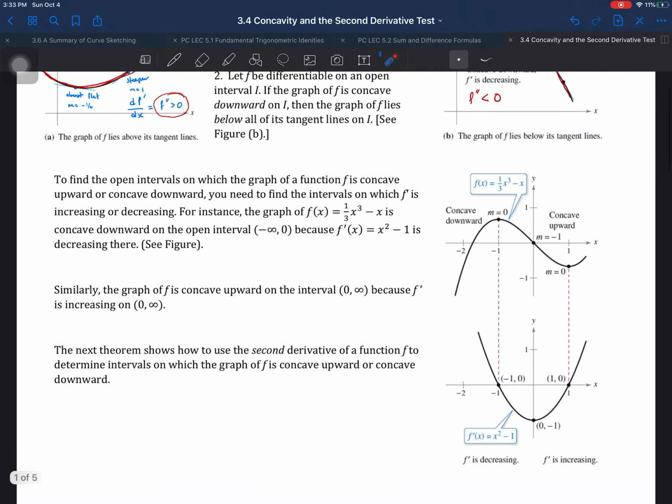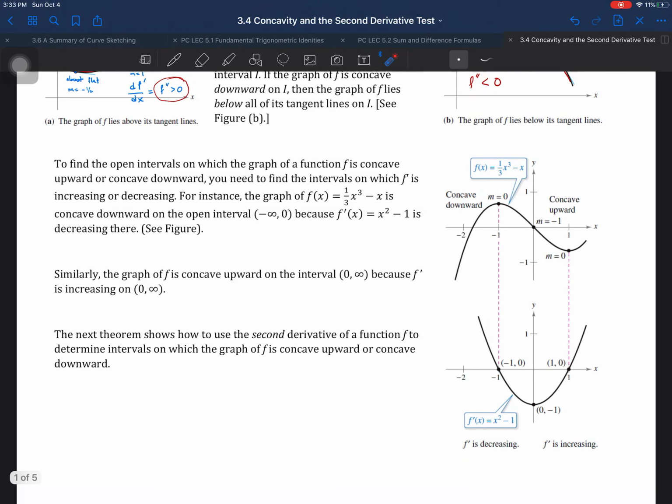So here we can see that the behavior of the graph has a concave downward part, so it looks like a cave down. And then it has a concave upward part over here. But if you guys notice, there's a point where that changes. Anyways, we'll talk about that point in a second.